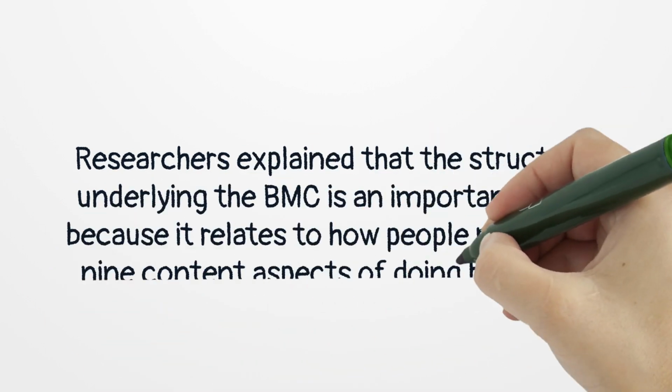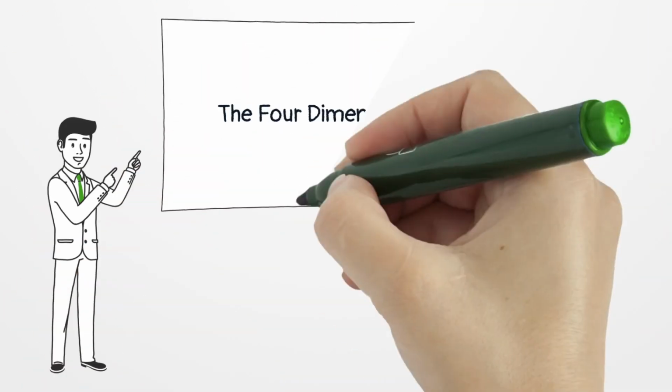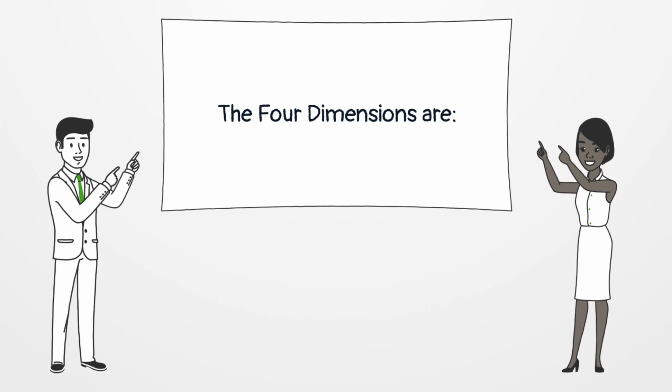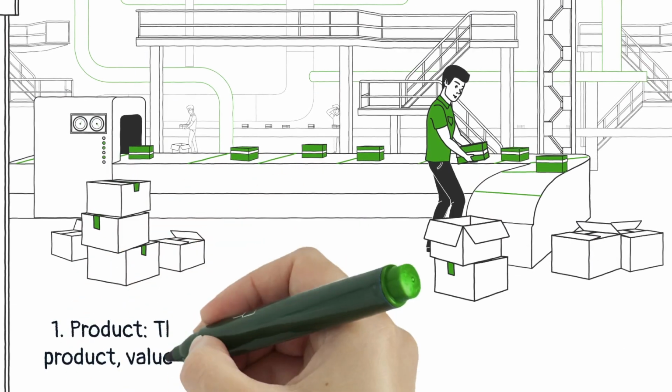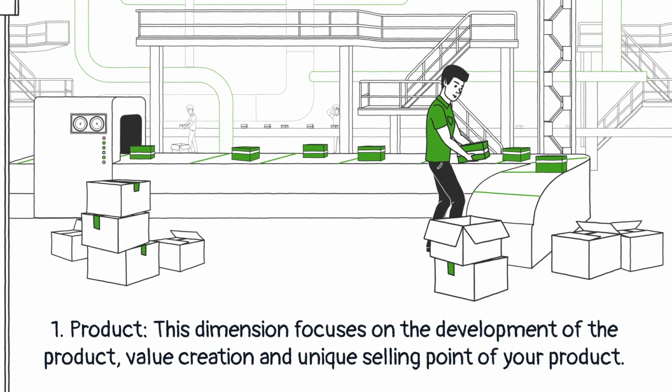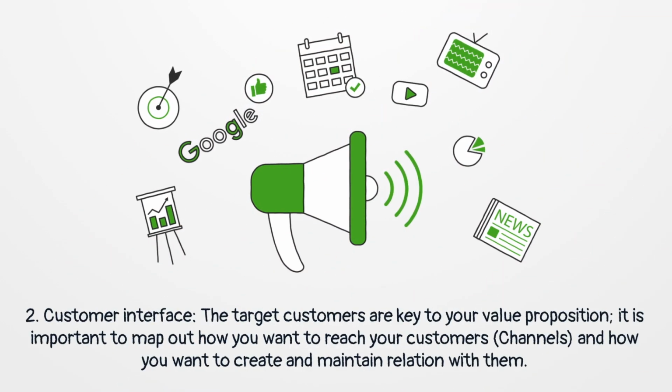Researchers explain that the structure underlying the BMC is an important issue because it relates to how people represent 9 content aspects of doing business. The 4 dimensions are: 1. Product. This dimension focuses on the development of the product, value creation and unique selling point of your product. 2. Customer interface. The target customers are key to your value proposition.